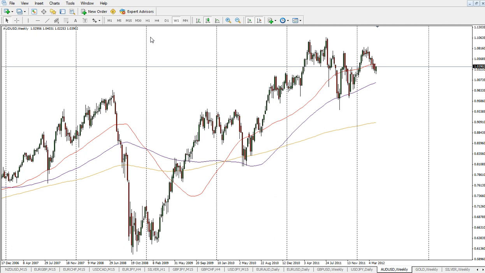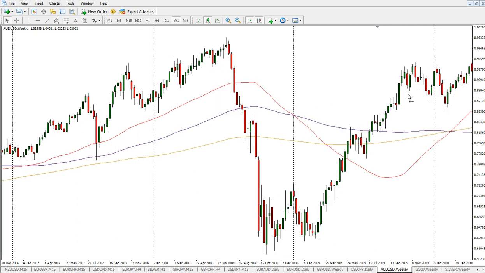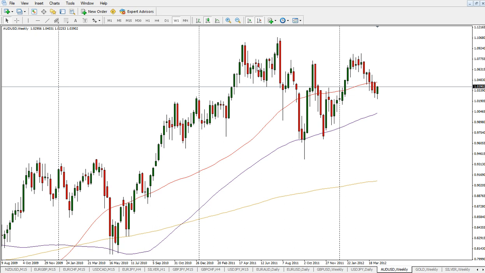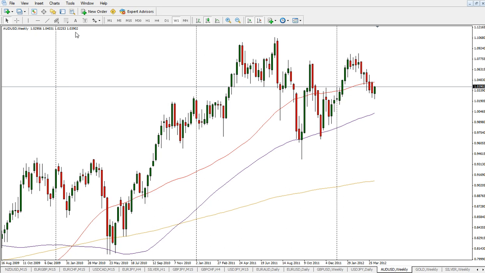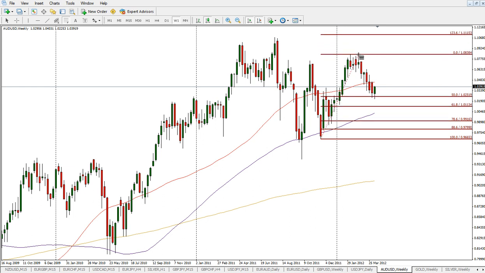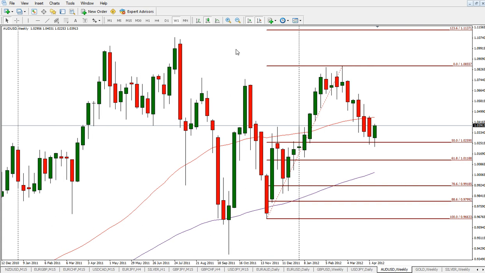In terms of the Aussie weekly, what do we have? We haven't looked at Aussie for a while, but I thought I'd show it today, purely for the fact we haven't had it in a while. In terms of the weekly, what's this recent fib setup? You can see it's reacting nicely already off the 50% retracement.